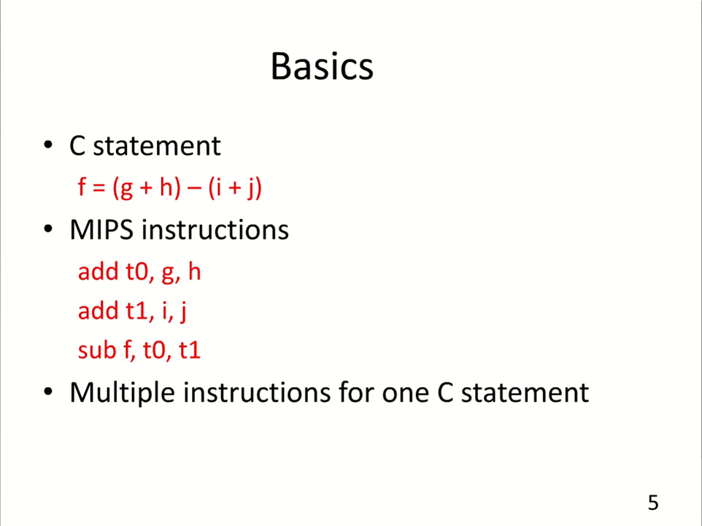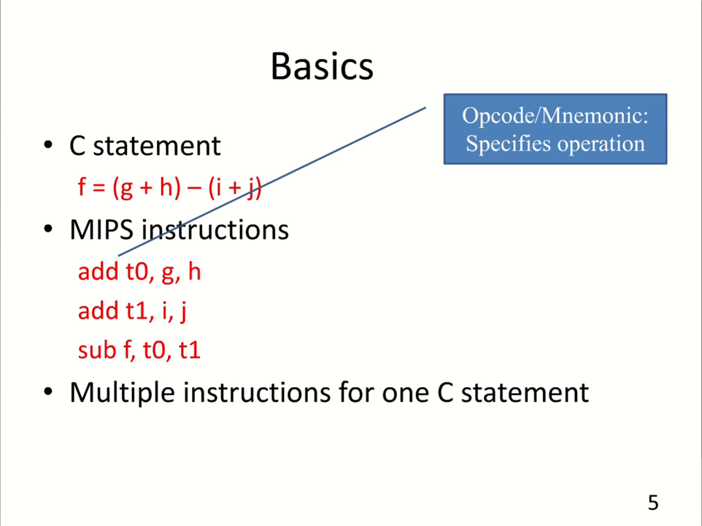You notice a few things going on here. First of all is that we are going to need multiple instructions for one single C statement. There isn't a one-to-one mapping there. In addition to that, we have to talk a little bit about the format of these instructions and what's going on here. So in the first column, in the left-hand column, you'll see what's called an opcode or a mnemonic. This is what specifies the operation to be performed.